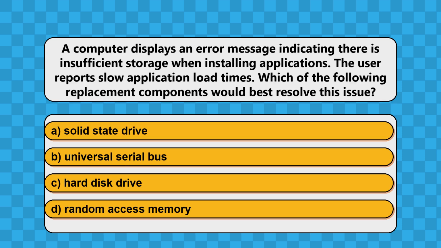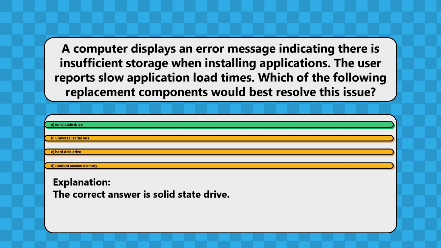Question 40. A computer displays an error message indicating there is insufficient storage when installing applications. The user reports slow application load times. Which of the following replacement components would best resolve this issue? Option A. Solid-state drive. Option B. Universal serial bus. Option C. Hard disk drive. Option D. Random access memory. The correct answer is option A. Solid-state drive. The correct answer is solid-state drive.